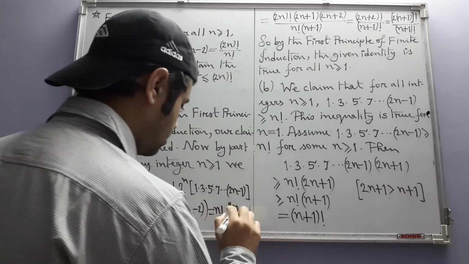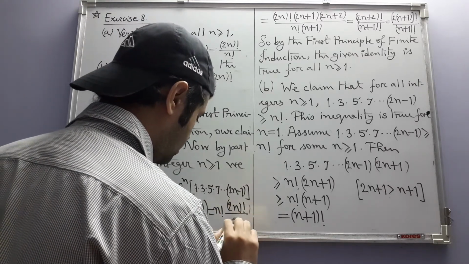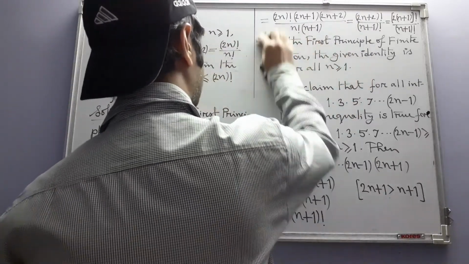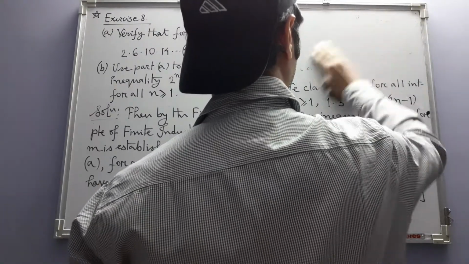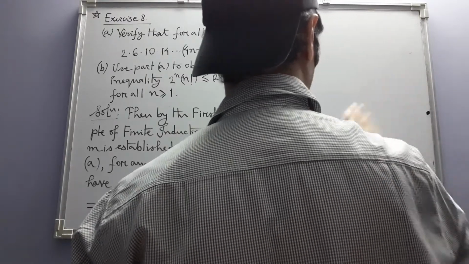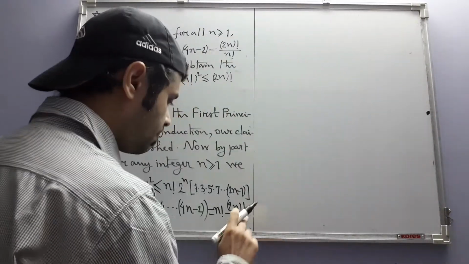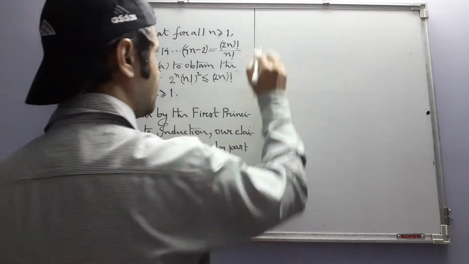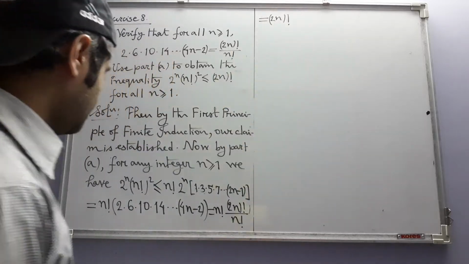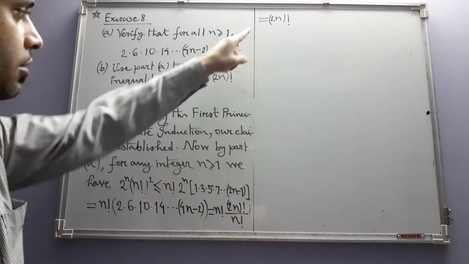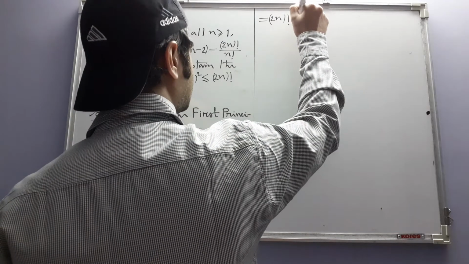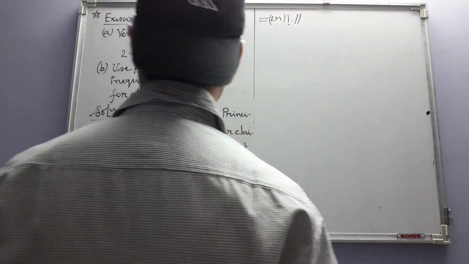This product is equal to 2n factorial divided by n factorial. And that becomes what? N factorial, they cancel out, and we are left with 2n factorial. So that means this is less than or equal to 2n factorial. That is the second inequality. So here the solution ends.